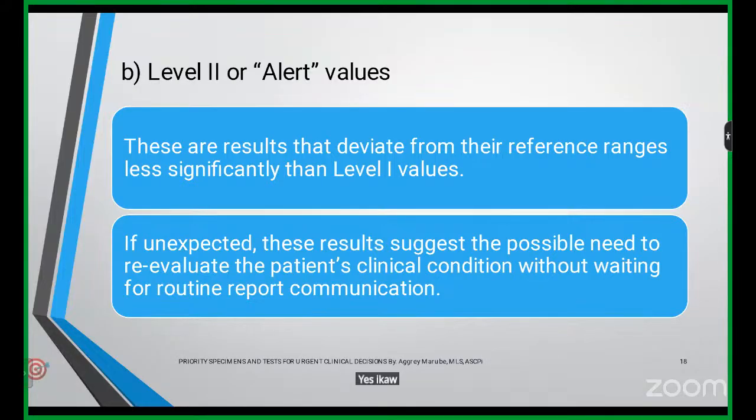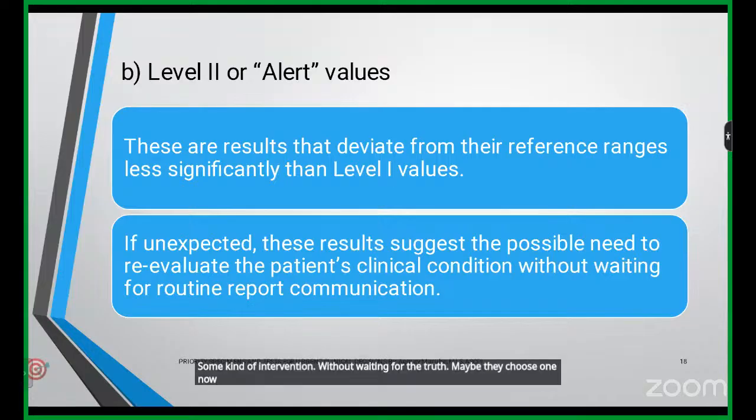If you've seen alert values, they are not so critical, but they need some kind of intervention without waiting for the queue. Maybe the queue is 1 hour away. This patient might not be in a good state waiting for 1 hour.